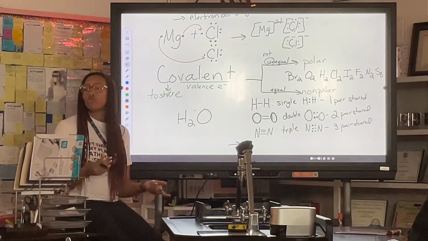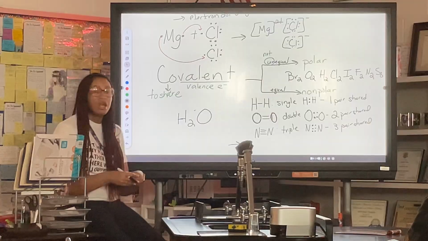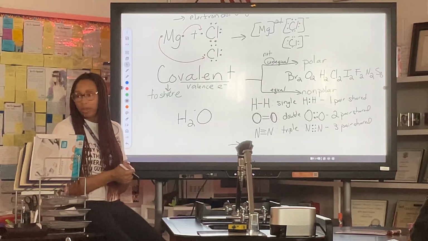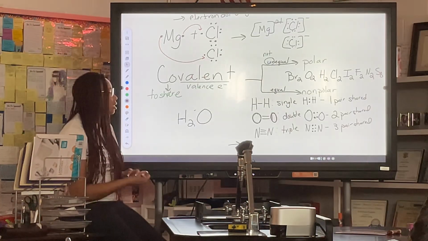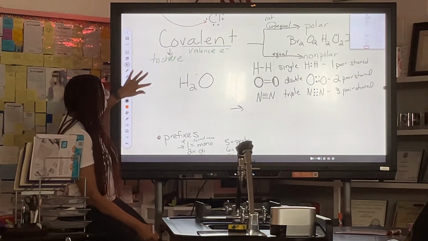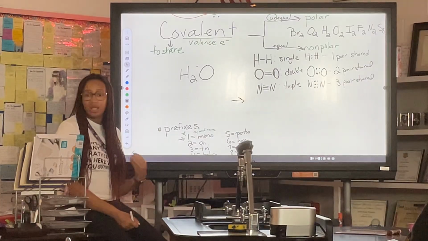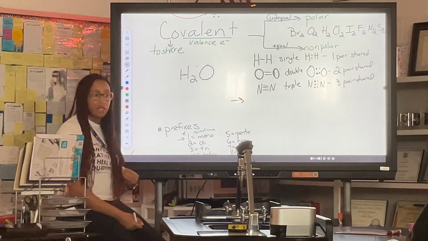Carbon can even make a quadruple bond. Carbon has 4 valence electrons, needs 4 more if it's bonded to another carbon. It can make a quadruple bond. It can share 4 pairs of valence electrons. Now, when we are dealing with our non-metals, because they are sharing valence electrons, there is no transfer.